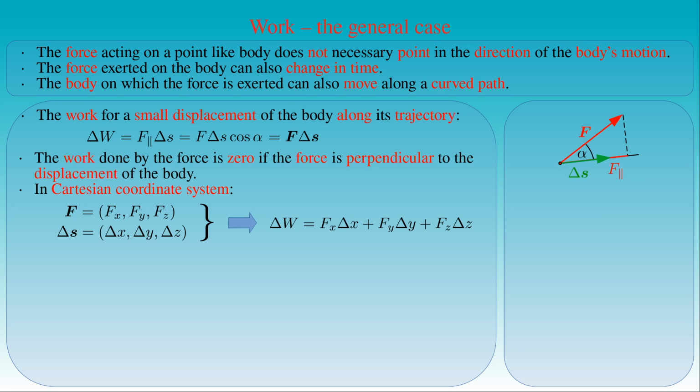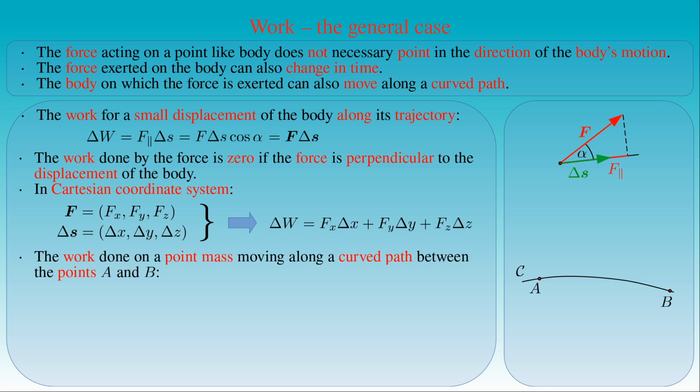We will use the formula derived for the work W for the general case, where a point mass travels along a curved path described by the curve C between the points A and B, and the force F exerted on the point mass changes along the curve. First, we approximate the trajectory of the point mass by breaking up the curve C between the points A and B into a series of n displacements, where the first displacement delta S1 starts at the point A, and the last displacement delta Sn ends at the point B.